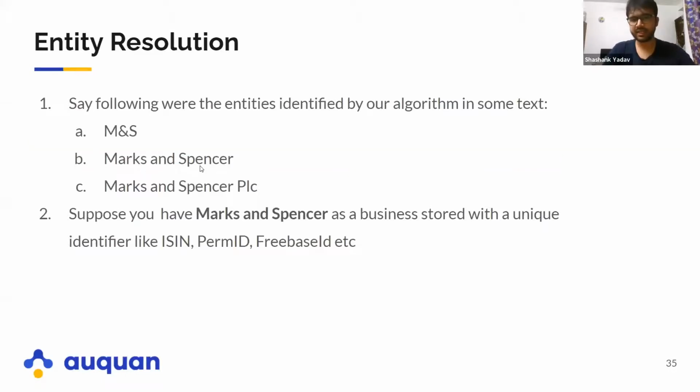Because if you directly take counts, for Marks and Spencer you'll get only one. For MNS, you'll get one. And for Marks and Spencer PLC, you'll get one. So finally, in your database, you only have Marks and Spencer. So you'll say Marks and Spencer has occurred only one time, but in fact, it occurred 3 times. How to correct that problem?